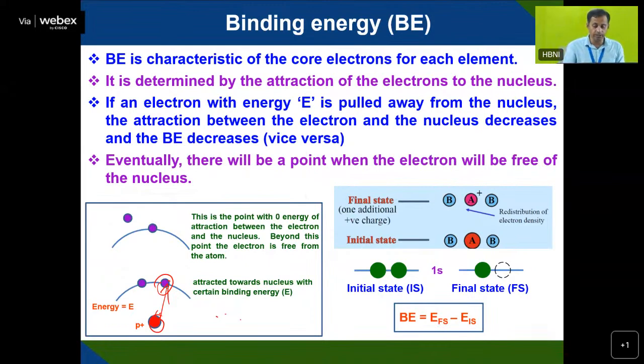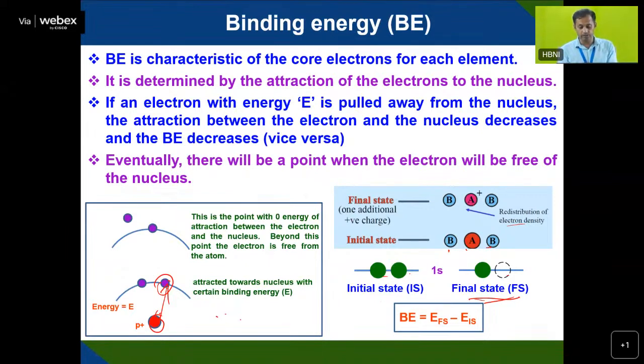If an electron with energy E is pulled out from the nucleus, then the attraction between the electron and the nucleus decreases and the binding energy decreases. Like if you remove one electron, the attraction between the electron and the nucleus will decrease, and the binding energy again will decrease. So you can see here you have an initial state, but when you have an additional positive charge, the distribution of electron density changes. So in the initial state 1s, both are filled, and in the final state, one electron is ejected as a photoelectron.